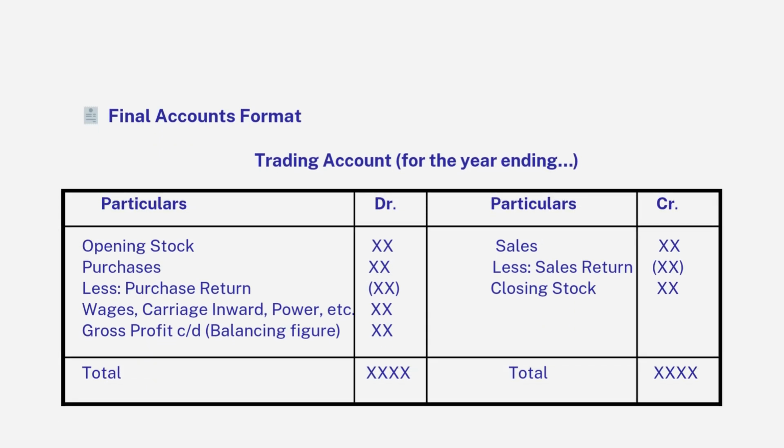Format of trading account includes 4 columns with debit and credit side. Debit side includes opening stock, purchases, purchase return is deducted from purchases, wages, carriage, power, fuel and other direct expenses. Credit side includes sales, sales return is deducted from sales, closing stock. The balancing figure in debit side is gross profit, and if it comes in credit side it is gross loss.